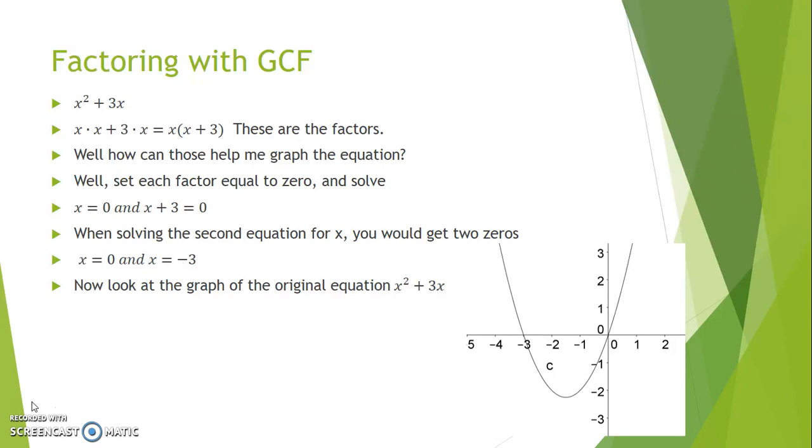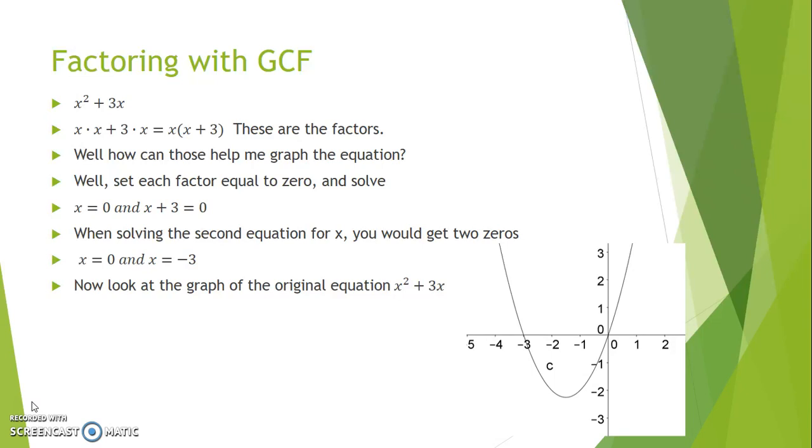All right, so how can that help me to graph this equation? Well, if I set each factor equal to 0 and then solve, I would have x equals 0 and x plus 3 equals 0. When I solved them, the first equation is already solved, and the second one I would need to subtract 3 from both sides. So my zeros of my function would be x equals 0 and x equals negative 3.